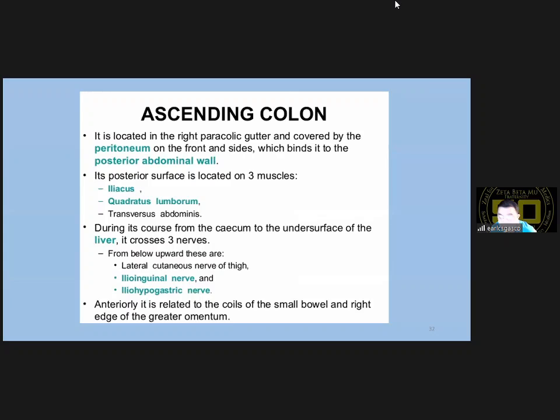After the cecum, we go to the ascending colon, which is located in the right paracolic gutter and is covered by peritoneum on the front and the sides, which binds it to the posterior abdominal wall. Along its length, the posterior surface lies above the iliacus, the quadratus lumborum, and the transversus abdominis muscles. During its course, it crosses three nerves: the lateral cutaneous nerve of the thigh, the ilioinguinal nerve, and the iliohypogastric nerve.